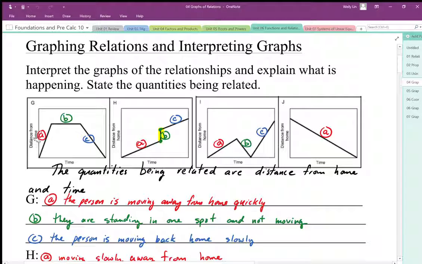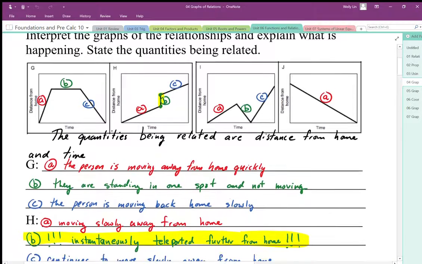In this case, it's the distance from home versus time. So the quantities being related are the distance from home and time, and that's going to be the same for all these graphs. This is really important to understand the context of the relationship that you're dealing with. So when we take a look at these graphs, we can come up with some scenarios for these graphs.